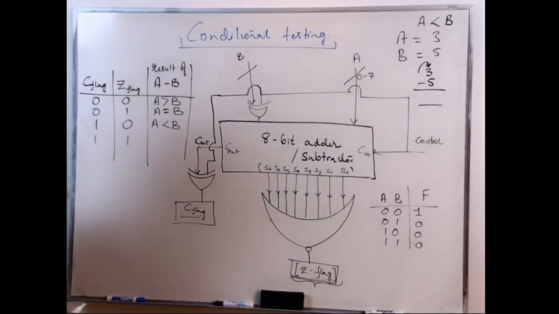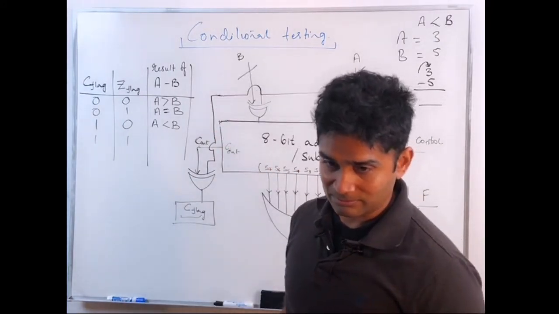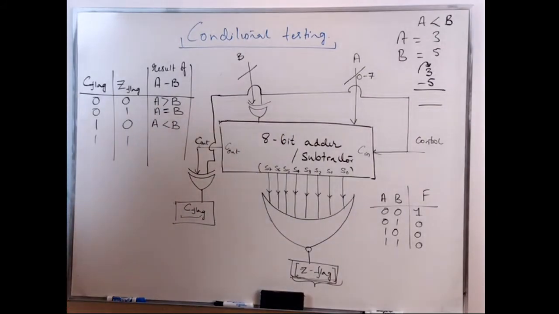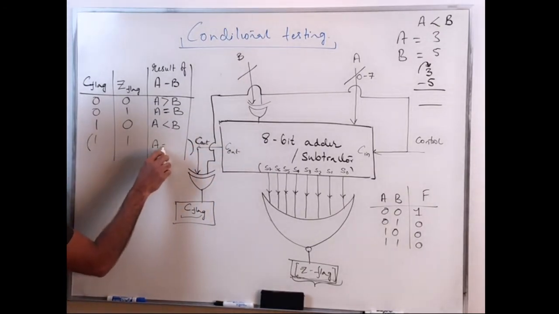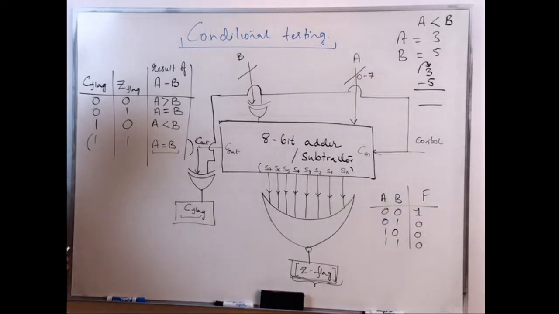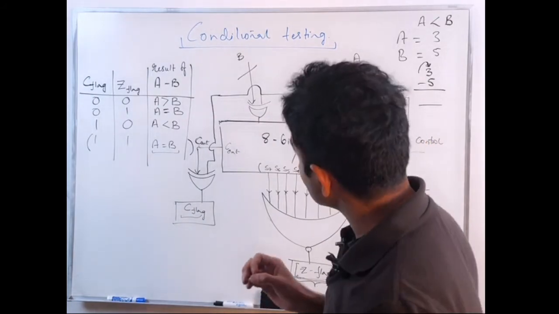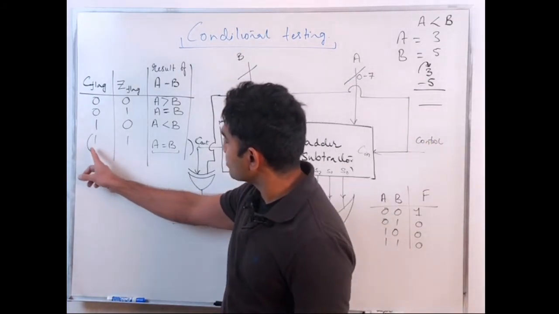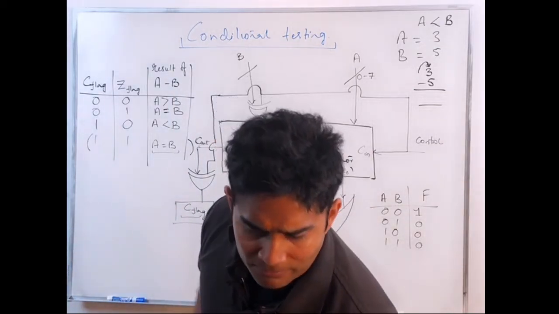Alright, what about my C flag is 1 and my Z flag is also 1? This is a condition I would like you to test. Can this happen at all? For now, let me put it as A equal to B, but you'll see that normally doesn't happen. But I would like you to test if there are any instances when both my C flag and Z flag are 1, and you'll see that you'll not be able to find that.